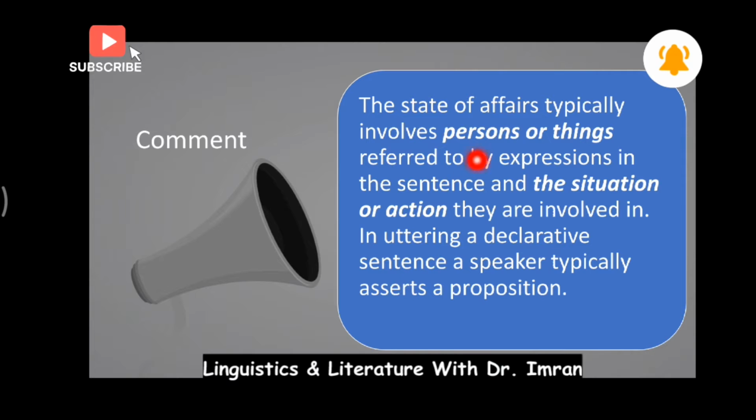So there might be a person or a thing, and there might be a situation or an action, and this will describe a state of affairs. Something is happening, or there might be a situation. So a speaker typically asserts a proposition. When you assert a proposition, it means that you are saying that something is true, right?